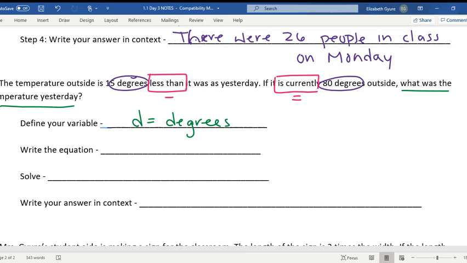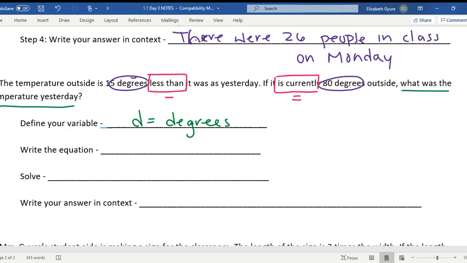This one's going to require some subtraction, right? When you subtract, does order matter? Yes, so you got to be careful with your order here. So we know sometimes it's nice to work backwards a little bit. Currently, it's how many degrees? I think I heard someone say it. 80, yeah, currently it's 80.